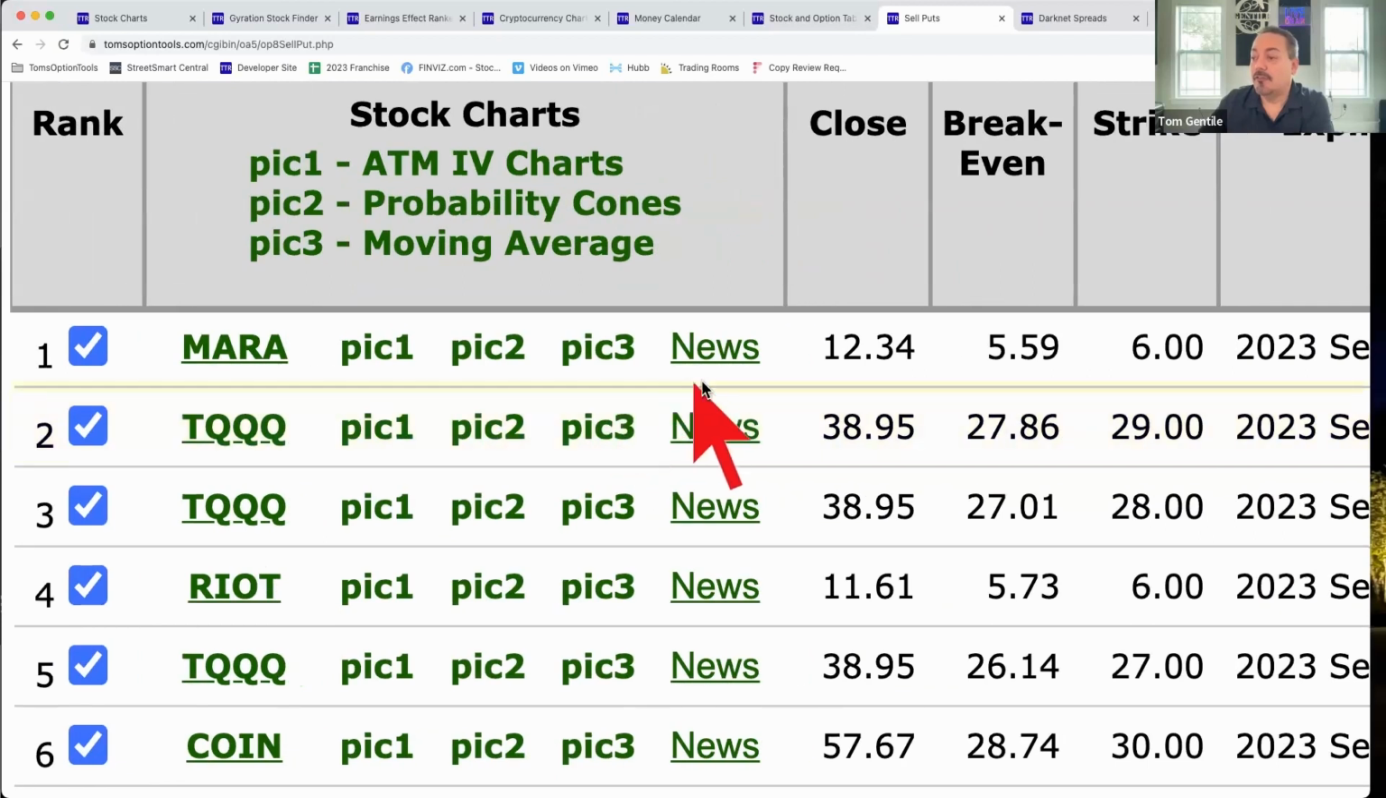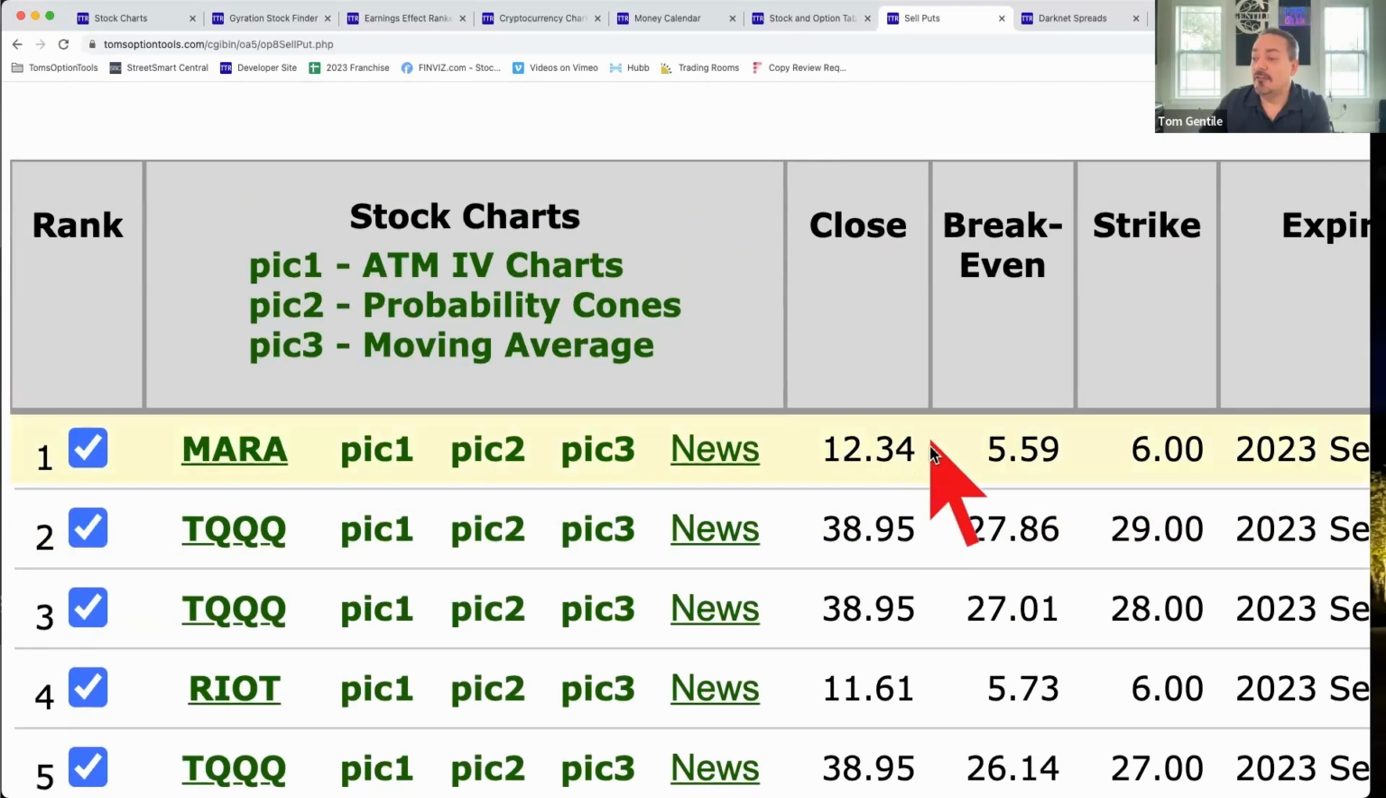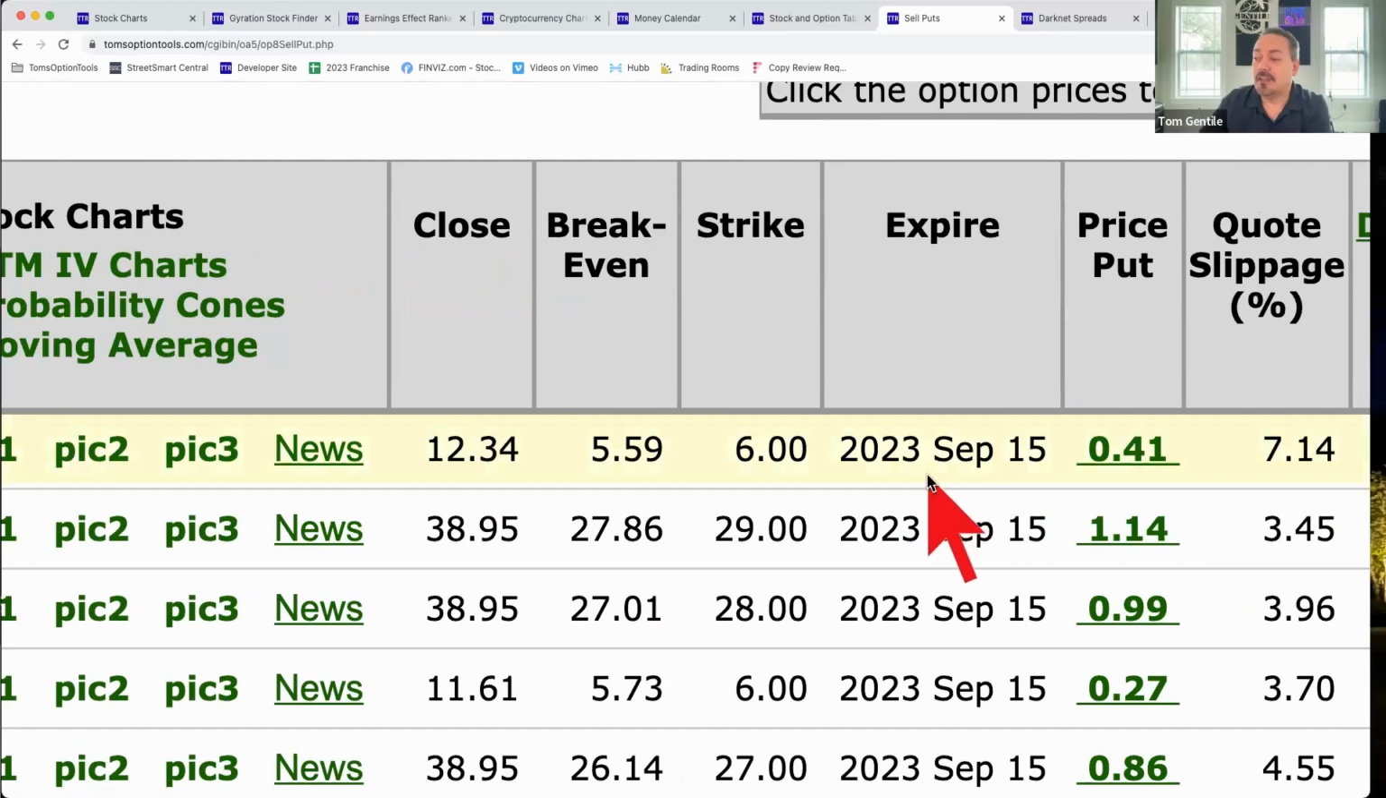Here's Mara. This is actually not in my list. This is a $12 stock right now, $12.34. And this is telling me that if I go out and sell the September 15th $6 put, I can get 41 cents for it right now. That's pretty insane right there. You're getting about 7.5% on your money, and that's on cash.